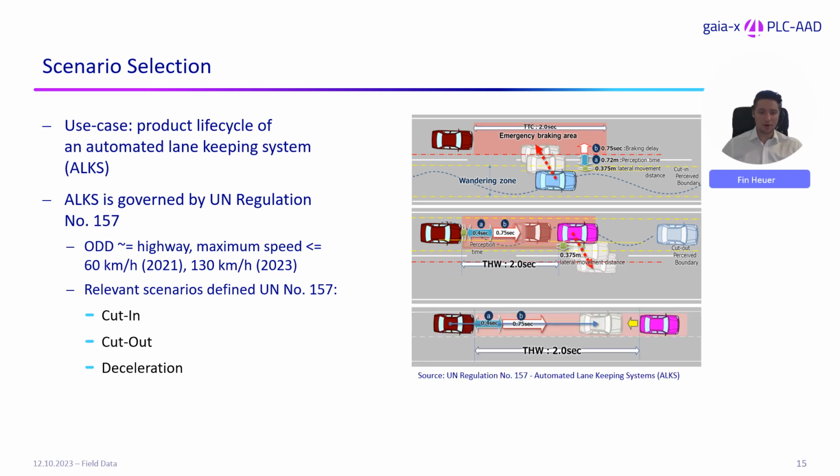The last scenario is a deceleration scenario, whereas a challenging vehicle slows down and the ego vehicle also has to slow down. Thus, our test drives should focus on these three scenarios, since we use this test specification for our purposes.